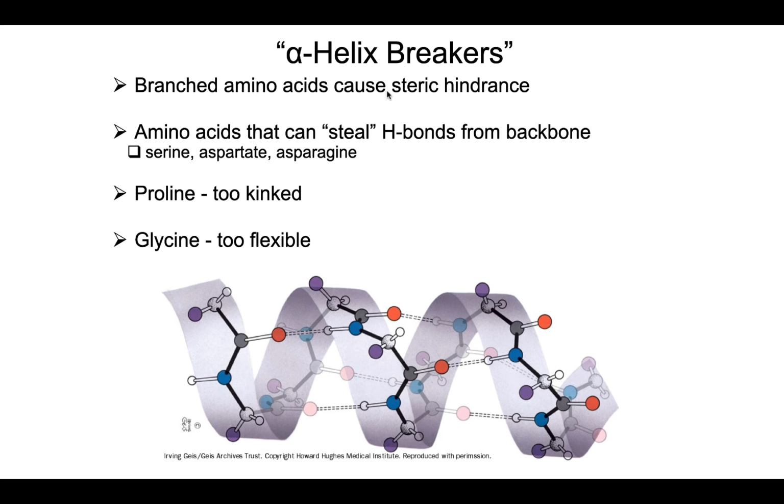Branched amino acids. So here's the R groups, right? And if these R groups are large branched R groups, they're going to sterically inhibit the formation of an alpha helix. Amino acids that can steal hydrogen bonds from the backbone. So if there's lots of hydrogen bonding opportunities in these R groups, they can break the alpha helix. Prolines are too kinked and glycines are too flexible to be involved in an alpha helix.